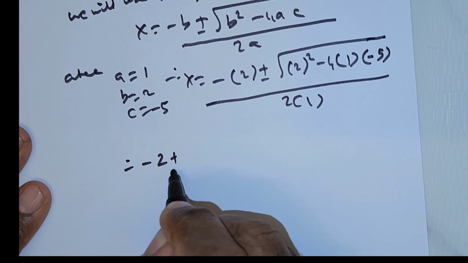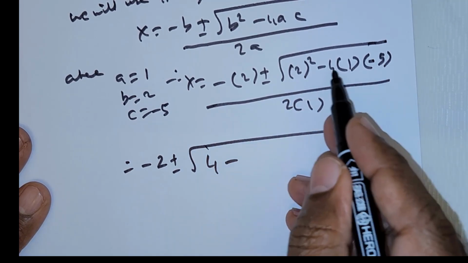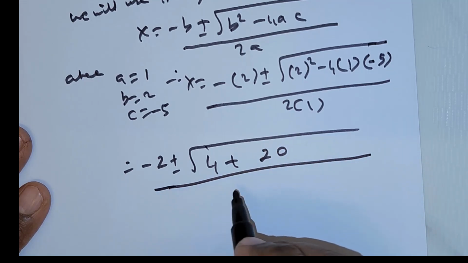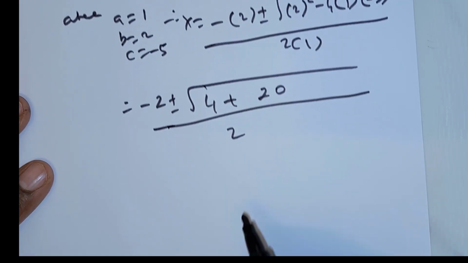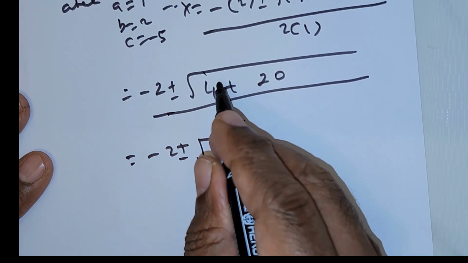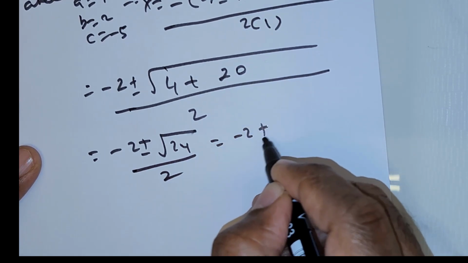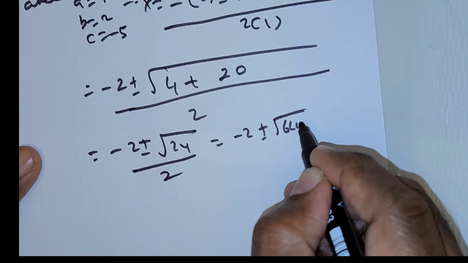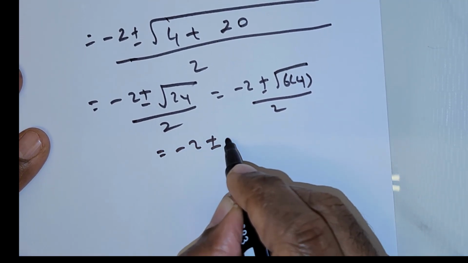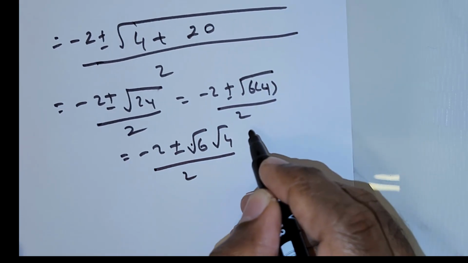So this is equal to -2 ± root of (2 squared is 4, minus negative is positive, 4 fives are 20) divided by 2. So this is going to be -2 ± root of 24 (4 added to 20 gives me 24) divided by 2. I can rewrite 24 as 6 times 4, so that is -2 ± root of 6 times the root of 4, divided by 2.